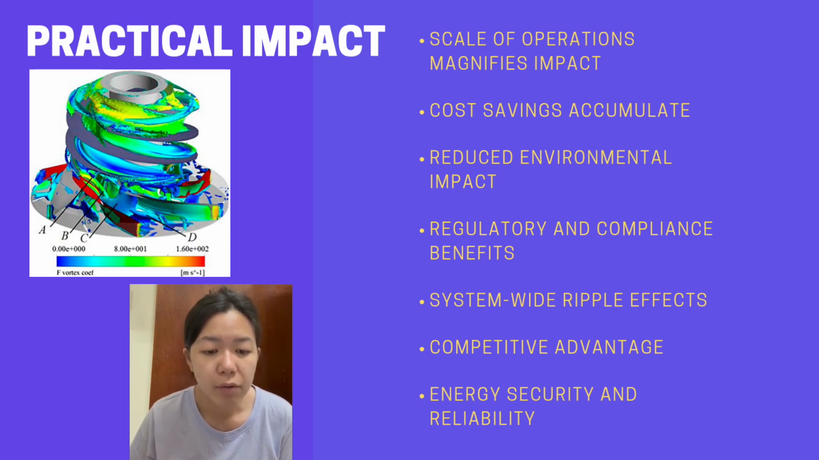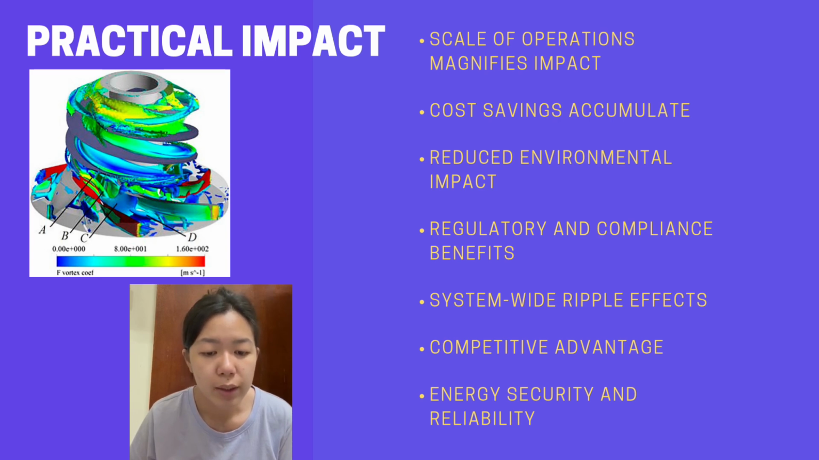Then, it can reduce environmental impact. Increased efficiency means less fuel burned and fewer emissions, such as carbon dioxide and sulfur dioxide, per unit of output. Even modest efficiency gains contribute significantly to climate goals and emission reduction mandates. This is especially critical in sectors with high carbon footprints like cement, steel, or aviation.